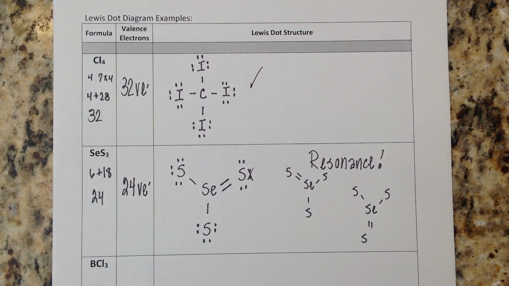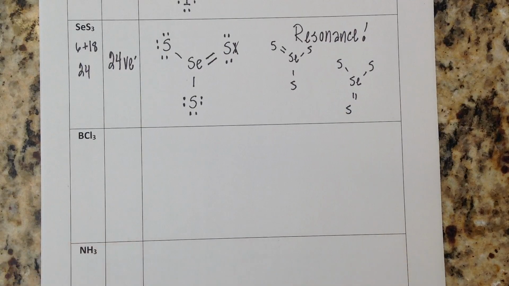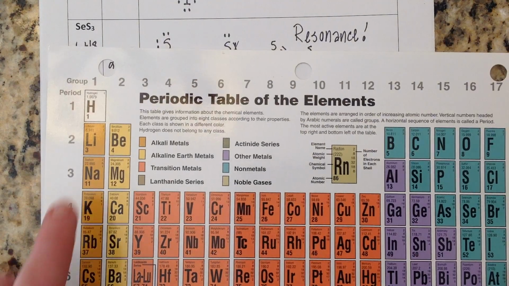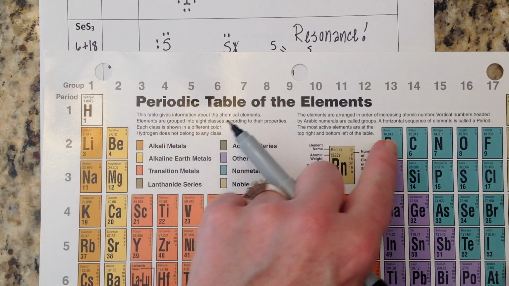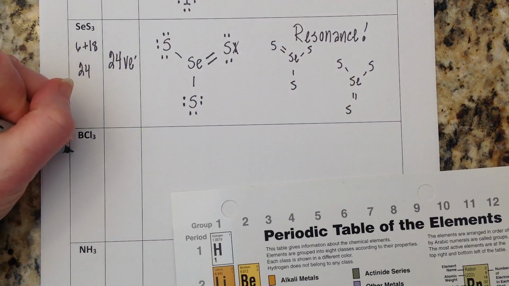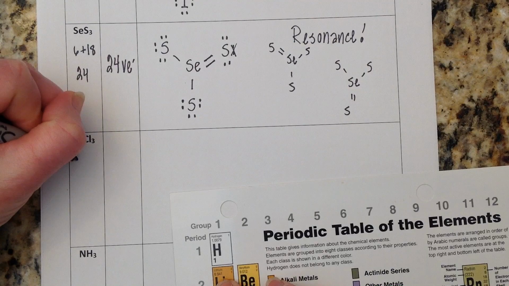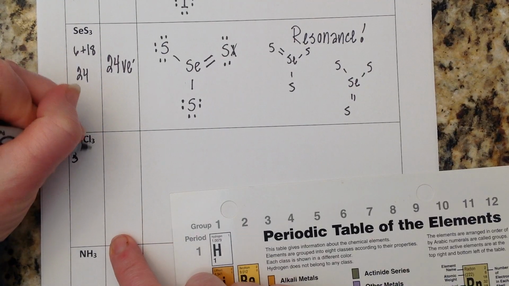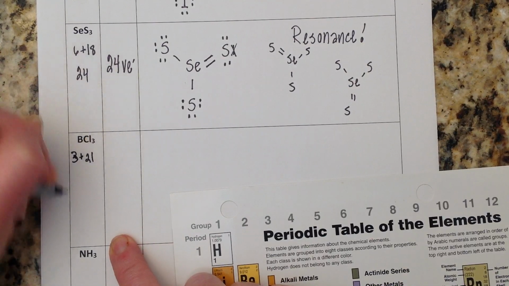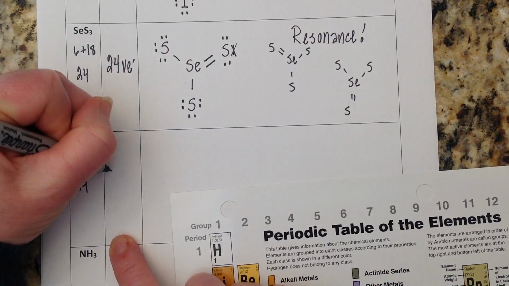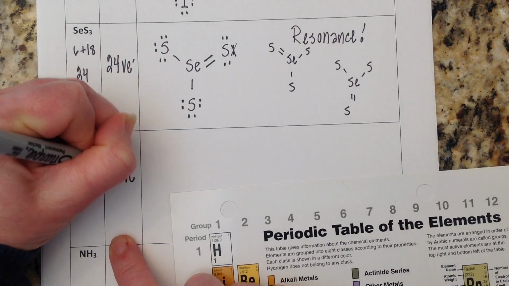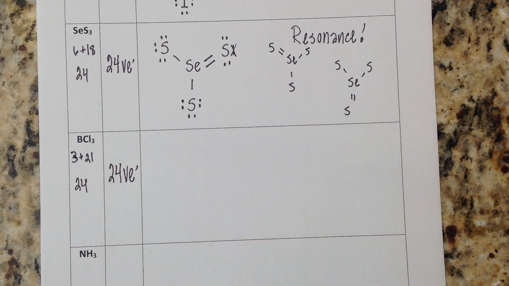All right, let's look at the next one. BCl3. So let's count our valence electrons. Boron has 1, 2, 3 valence electrons. We already know chlorine has 7 because it's a halogen. 7 times 3 is 21, and 3 plus 21 is 24. We have 24 valence electrons.